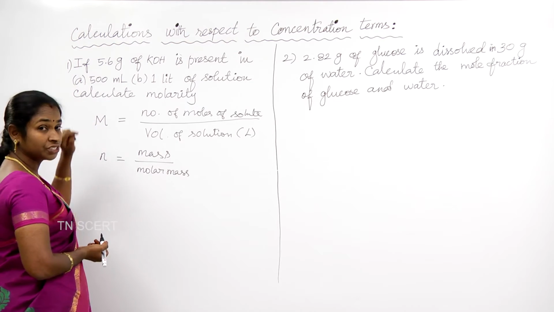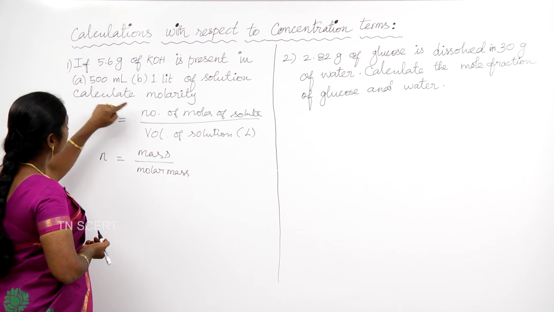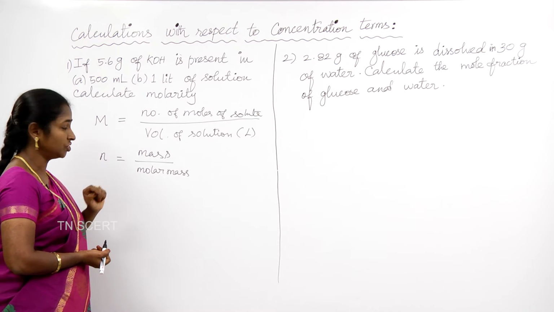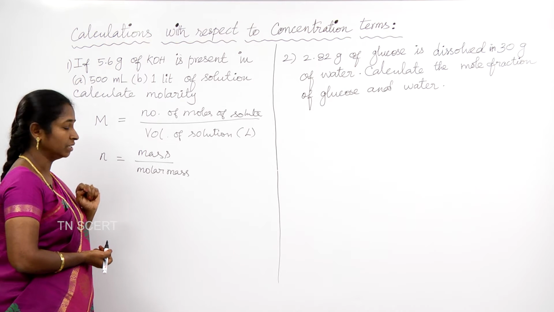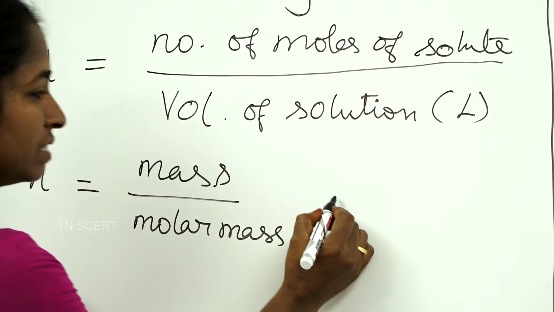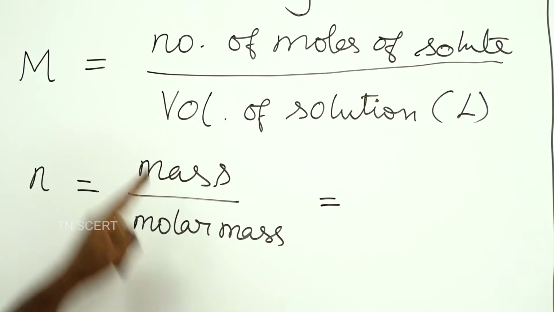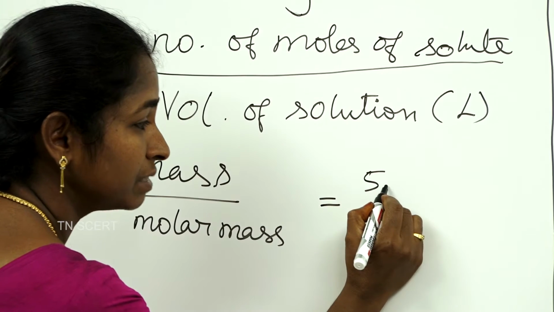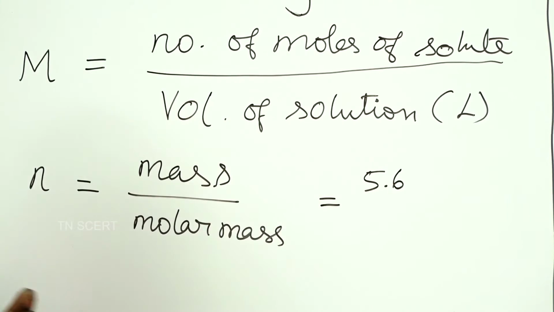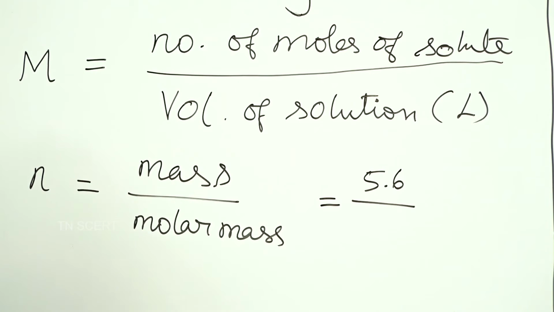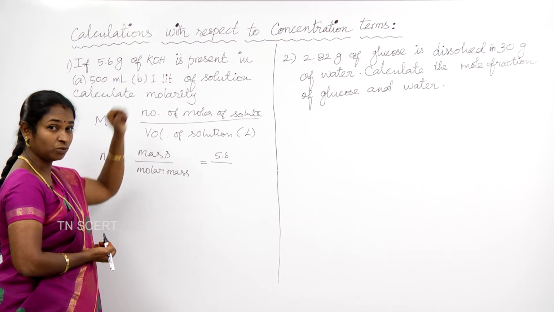Now what is in our question? What is the molarity of the solution containing 5.6 gram of KOH in 500 ml of the solution? First calculate the number of moles. Number of moles is equal to mass by molar mass. Mass is given as 5.6 gram in our problem, is it not? 5.6 gram divided by what is the molar mass of potassium hydroxide? Formula for potassium hydroxide, KOH.